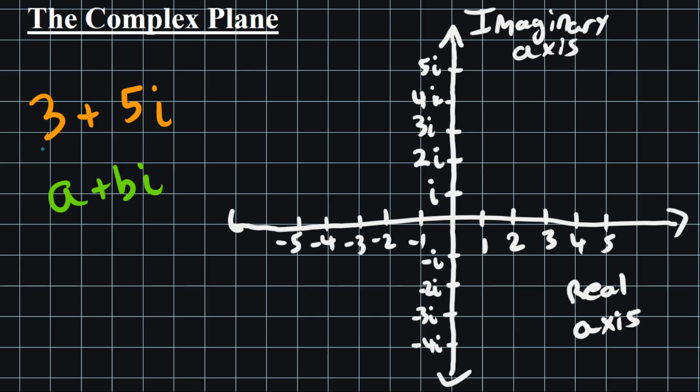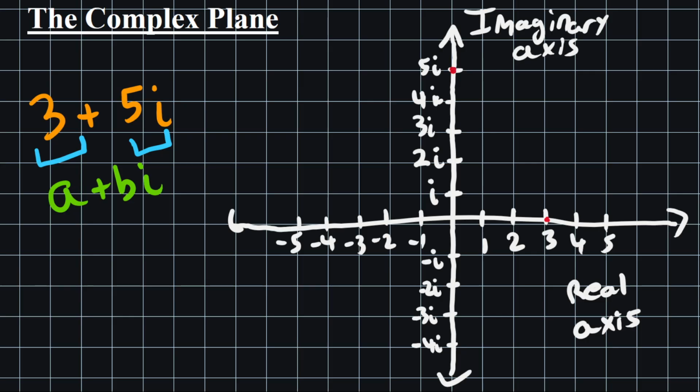Because all you have to do is take a look at the real part. So the real part is 3. So we're going to start at this 3 right here. So let's start at this 3 on the real axis. And then let's take a look at our imaginary part. So our imaginary part is this 5i. And where's 5i on our imaginary axis?